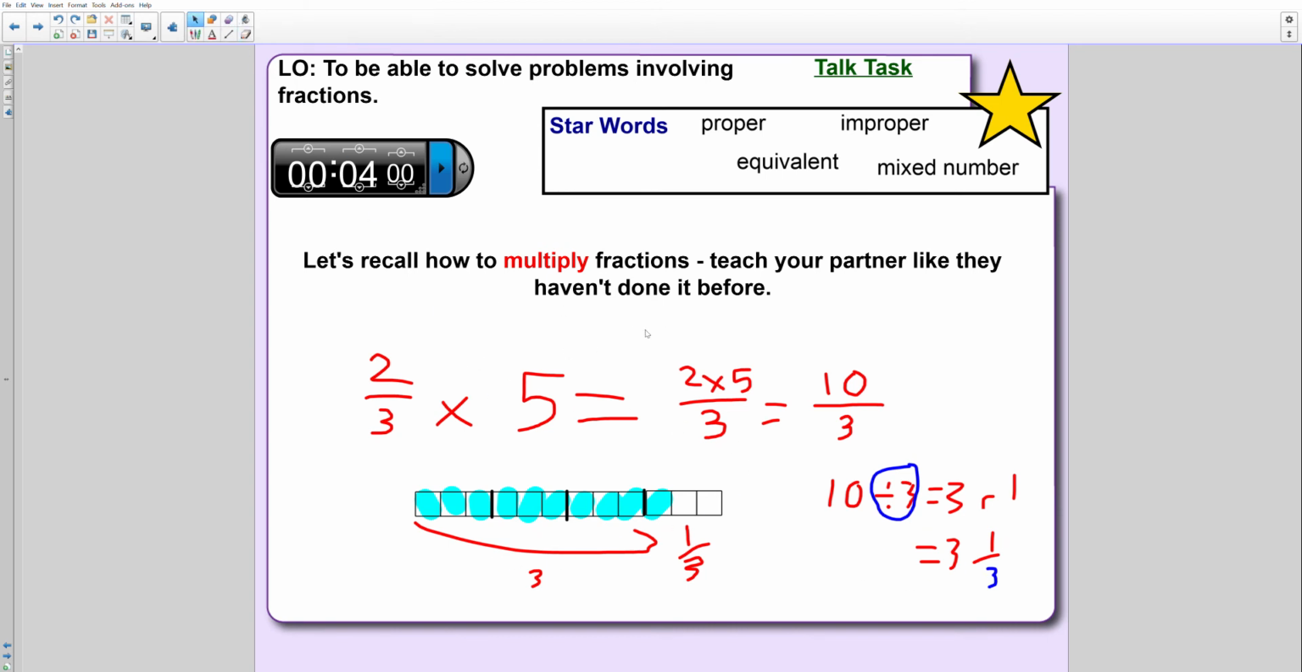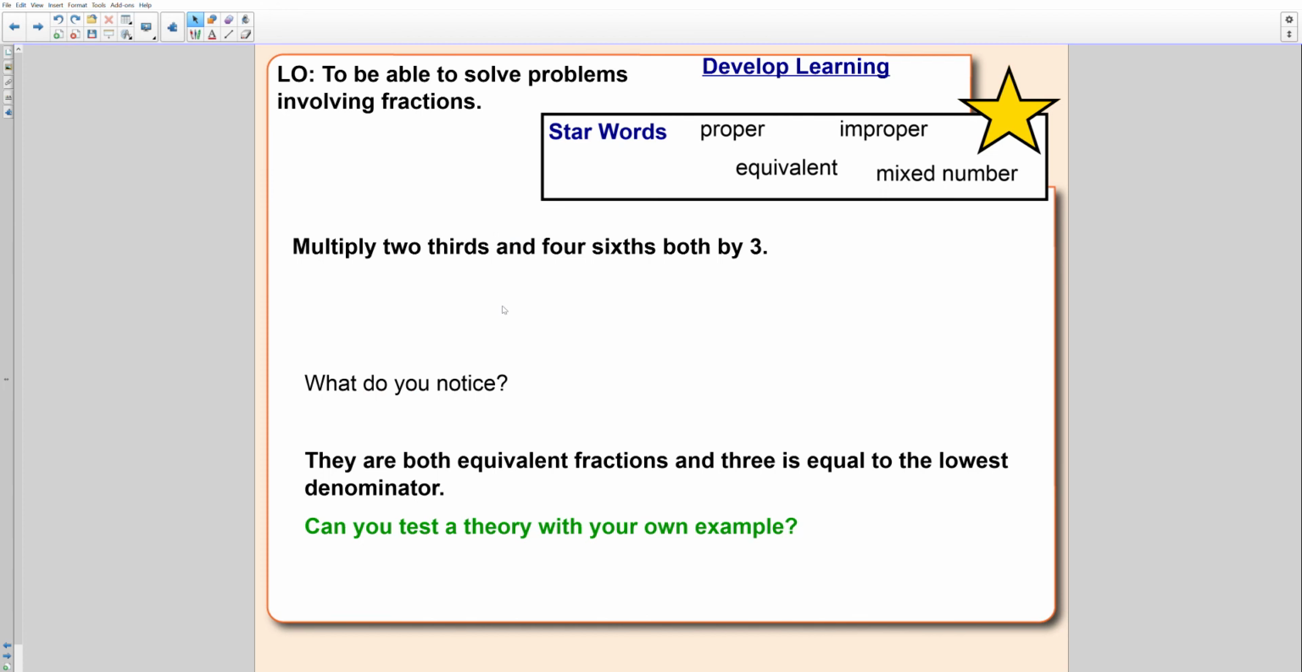It's important you can do this skill, because this is what we're going to look at for our problem solving in the next section. Now, excuse me, I'm a bit sniffly today. What we're going to try and do is look at some of these numbers from before. We're going to multiply 2/3 and 4/6 both by 3. Give this a go and then come back and we'll try it together.